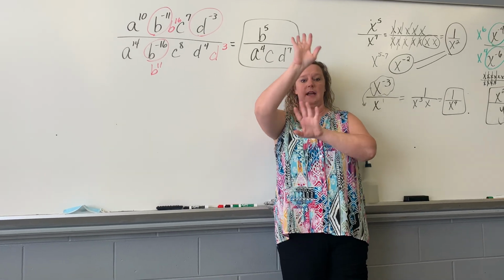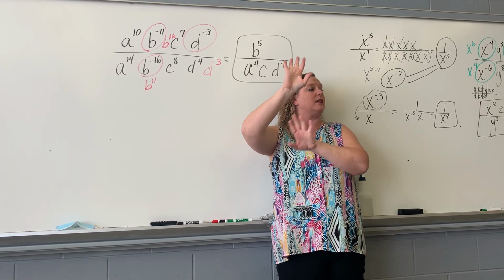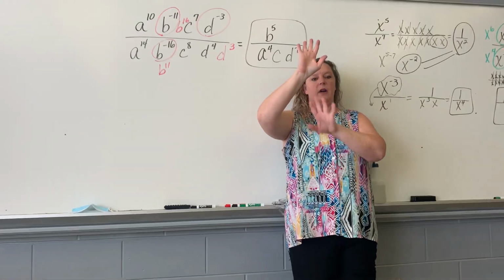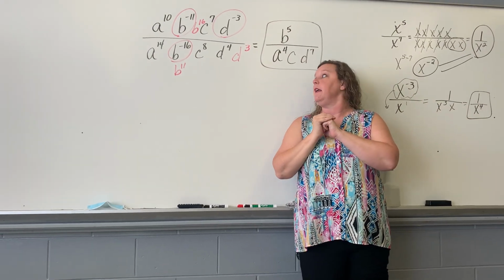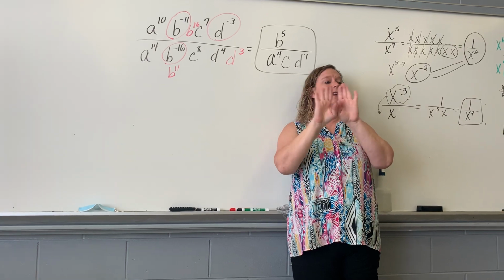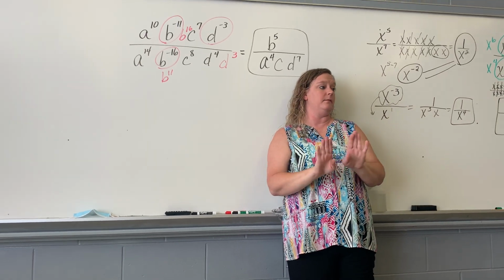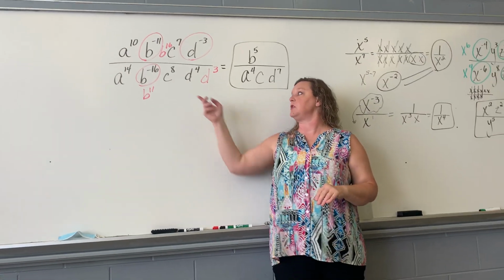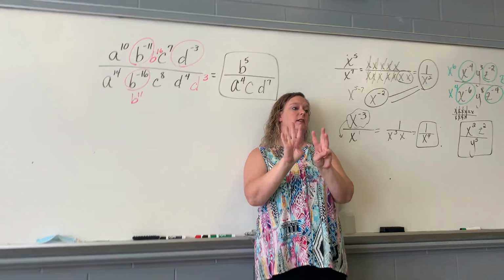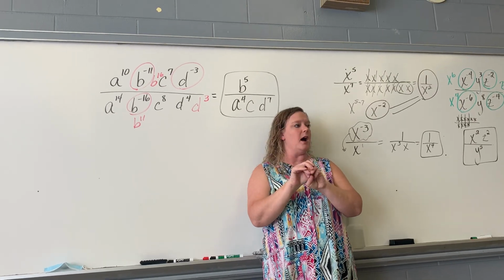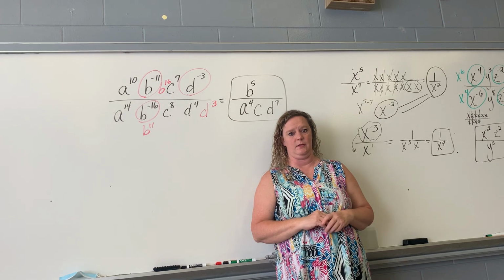If they look like this, I end up subtracting the exponents, but I put the leftovers where there were extra ones. And then, if they look like this, either in the top or the bottom, you just simplify it. So in other words, don't write d to the 4th times d to the 3rd. Put that together in the bottom as d to the 7th.